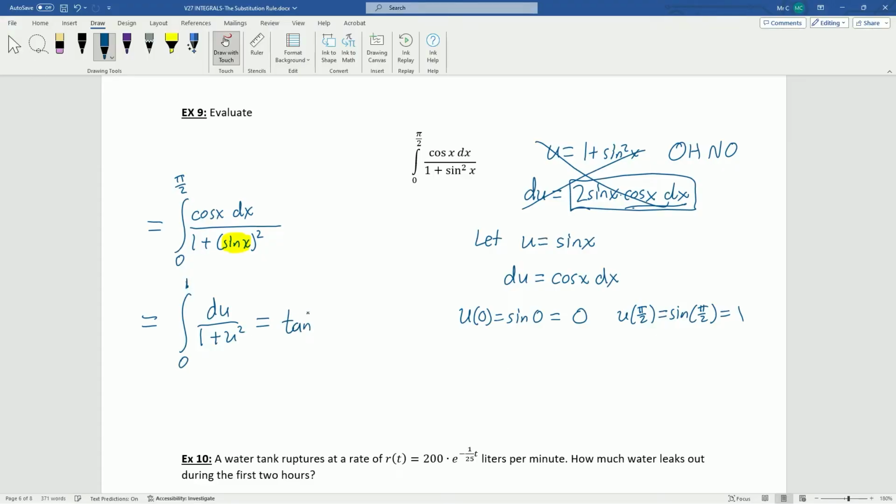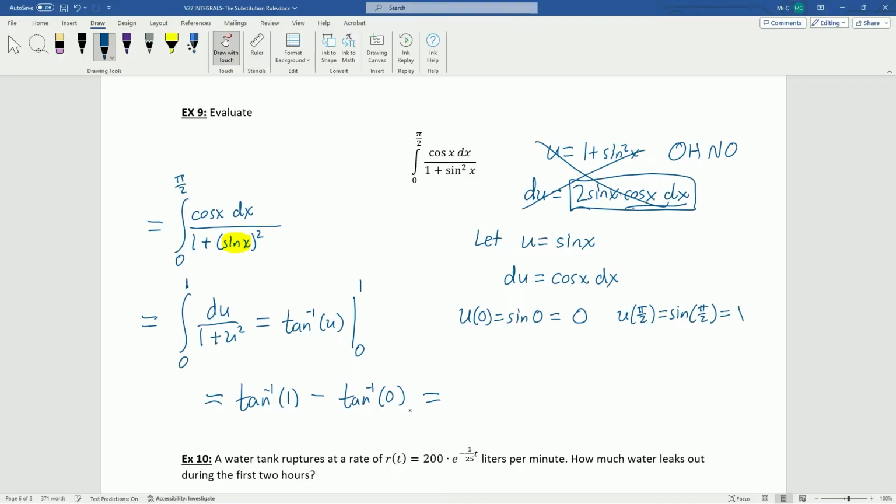And this becomes tangent inverse. The antiderivative of 1 over 1 plus u squared is tangent inverse of u, evaluated from 0 to 1. So this gives us tangent inverse of 1 minus tangent inverse of 0.